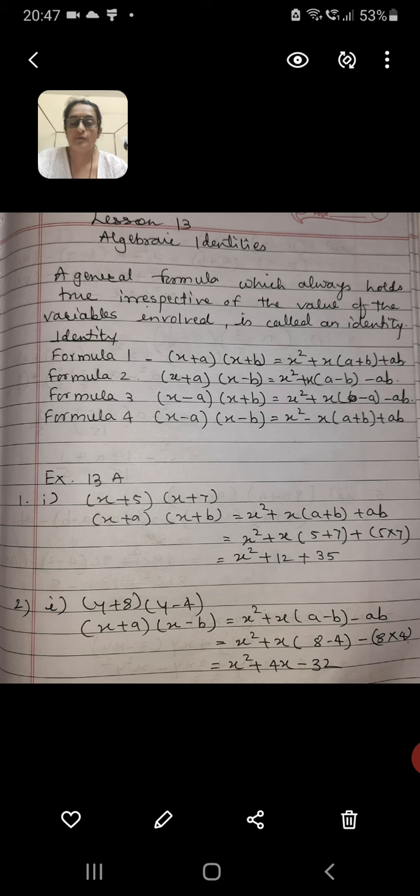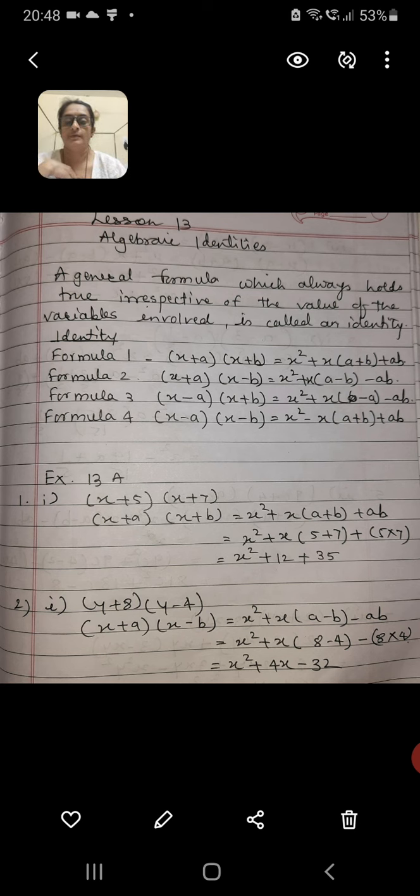Now you have to learn all these 4 identities, then only you can solve the exercise. Now these 4 formulas we are going to use where 3 different constants or variables are involved. So here x, a and b, 3 variables are there. So when there are 3 variables we can use these 4 formulas. Fine. So using this, let us solve the first exercise.